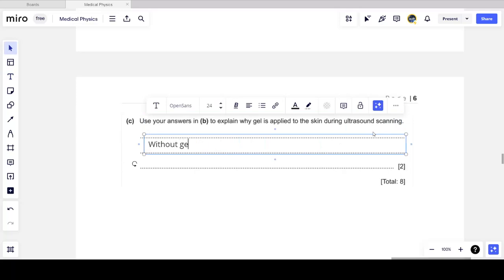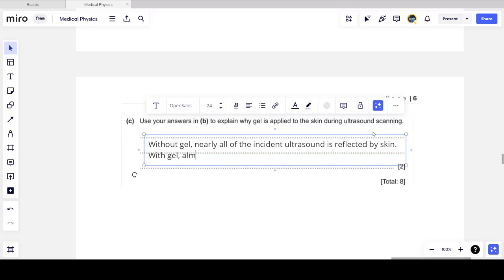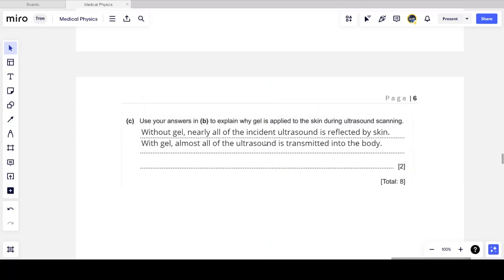So we'll say that without gel, nearly all of the incident, now it's important to use the correct terminology, the incident ultrasound is reflected by skin. Not going to be much help if it's not actually going into the body. But if I change that and I add gel, almost all of the ultrasound waves is transmitted into the body. So I can actually use it to image inside the body if it actually goes inside the body. And so this is why we use gel. So without gel, most of the incident ultrasound is reflected by the skin, goes back out. But if we use gel, almost all of the ultrasound passes into the skin, into the body, and then can be used for imaging inside the body.